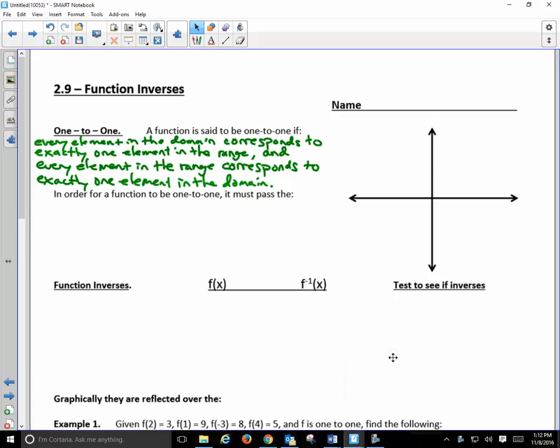Yesterday our lesson was on the composition of functions. Composition is an operation. Today we learn about inverses. Inverses is an operation as well. In order to talk about inverses, we first need to talk about what it means to be one-to-one. This is something you're going to need to know for your test.